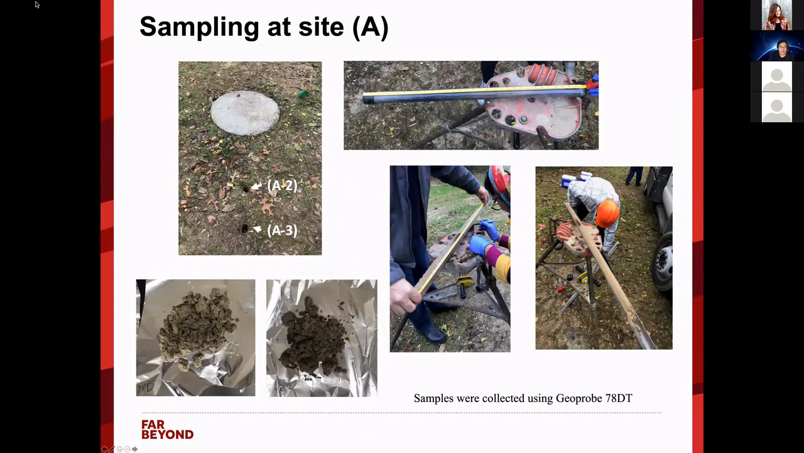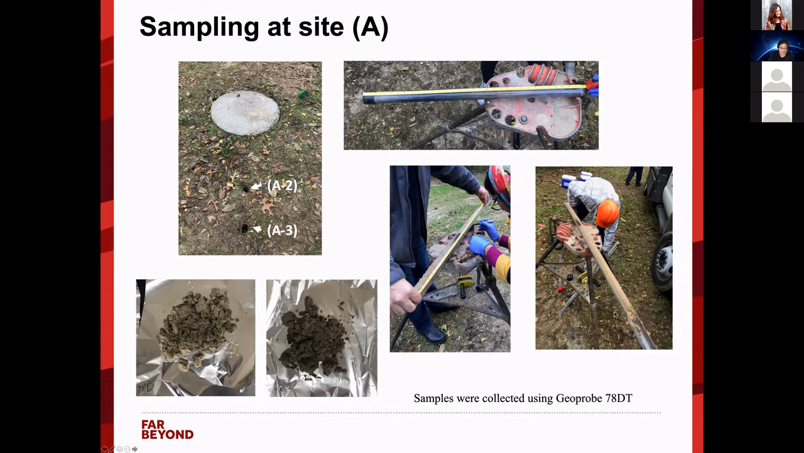So this slide shows you a couple of photos that we took while we did the sampling. The first one you can see here is the A2, the sample right next to the leaching ring, and A3 is the one 1 foot from the second sample. So here is the geoprobe, the sampling device we used. And at the site, after we took the sample out of the ground, we dissected the samples right away, put them on ice, and transported them back to the lab to conduct analysis immediately.